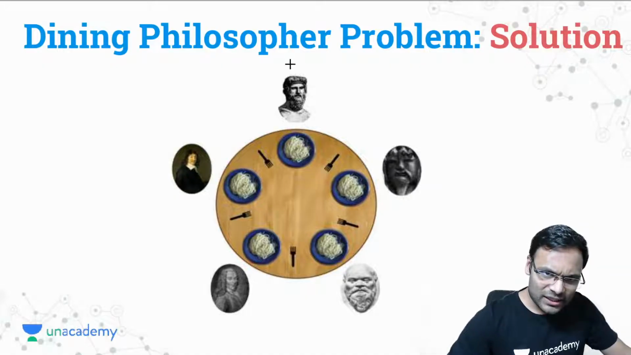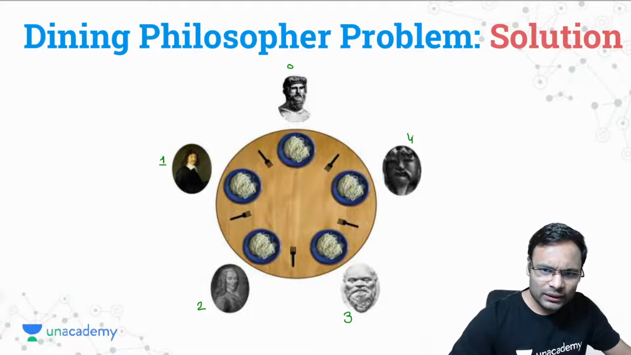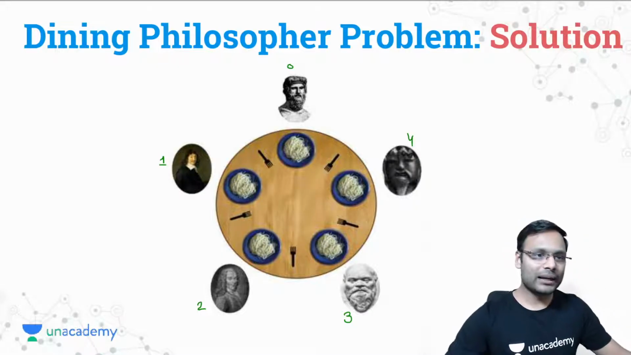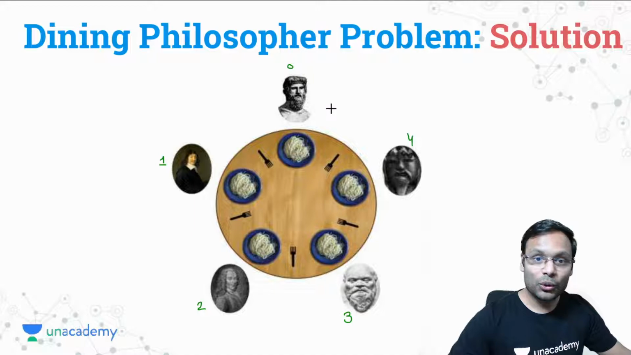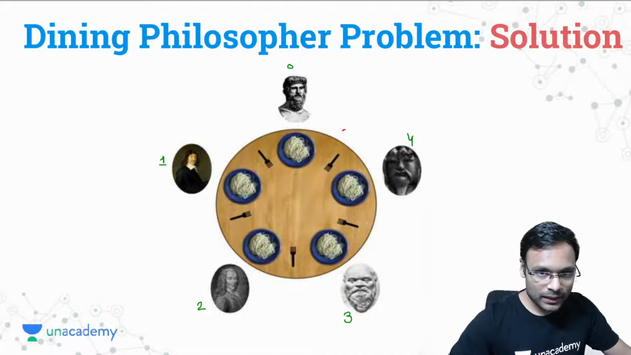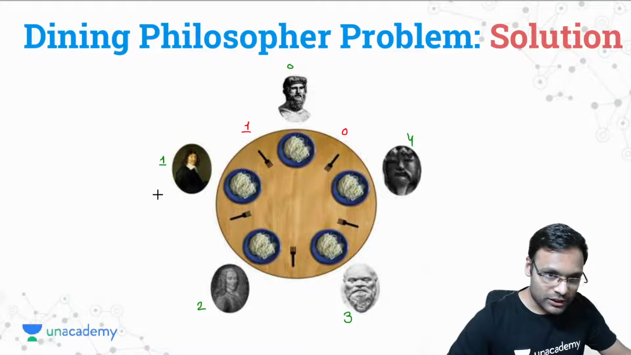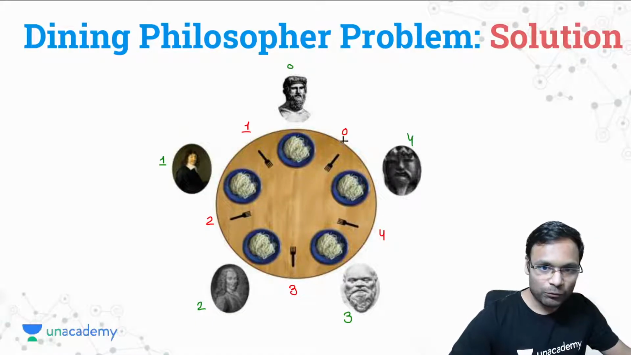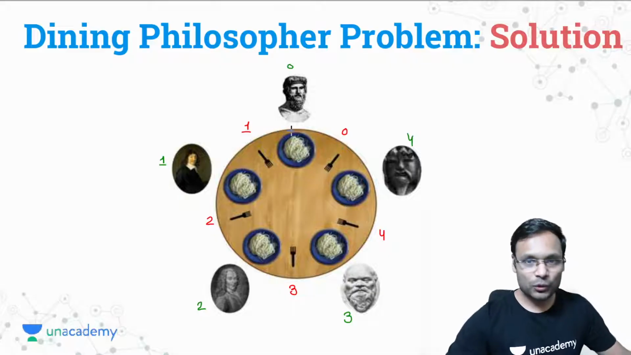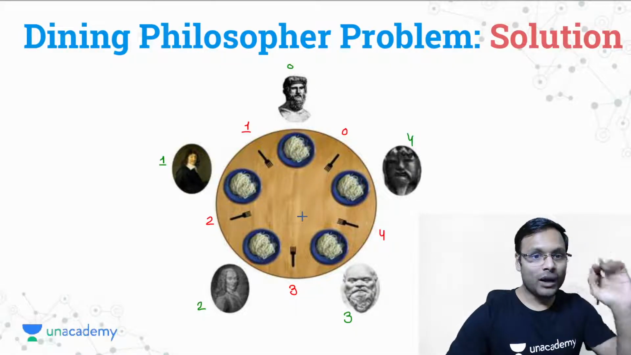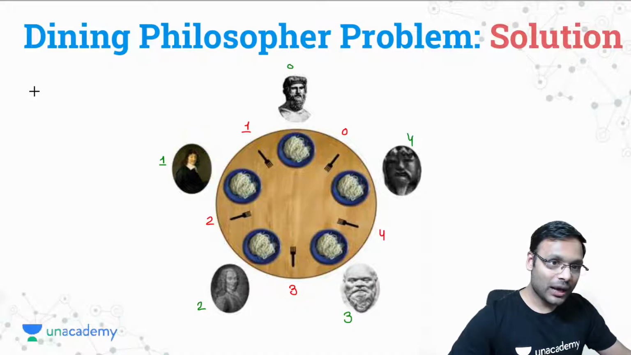Okay, let's say this is person number 0, this is person number 1, 2, 3 and 4. I'm going anti-clockwise, it doesn't matter. For person number 0, we have chopstick number 0 and 1. For person number 1, we have chopstick number 1 and 2. For number 2, we have 2 and 3. For number 3, we have 3 and 4. And for number 4, we have chopstick number 4 and 0. So we have 5 chopsticks. Fine. What we need to have is an array of chopsticks.